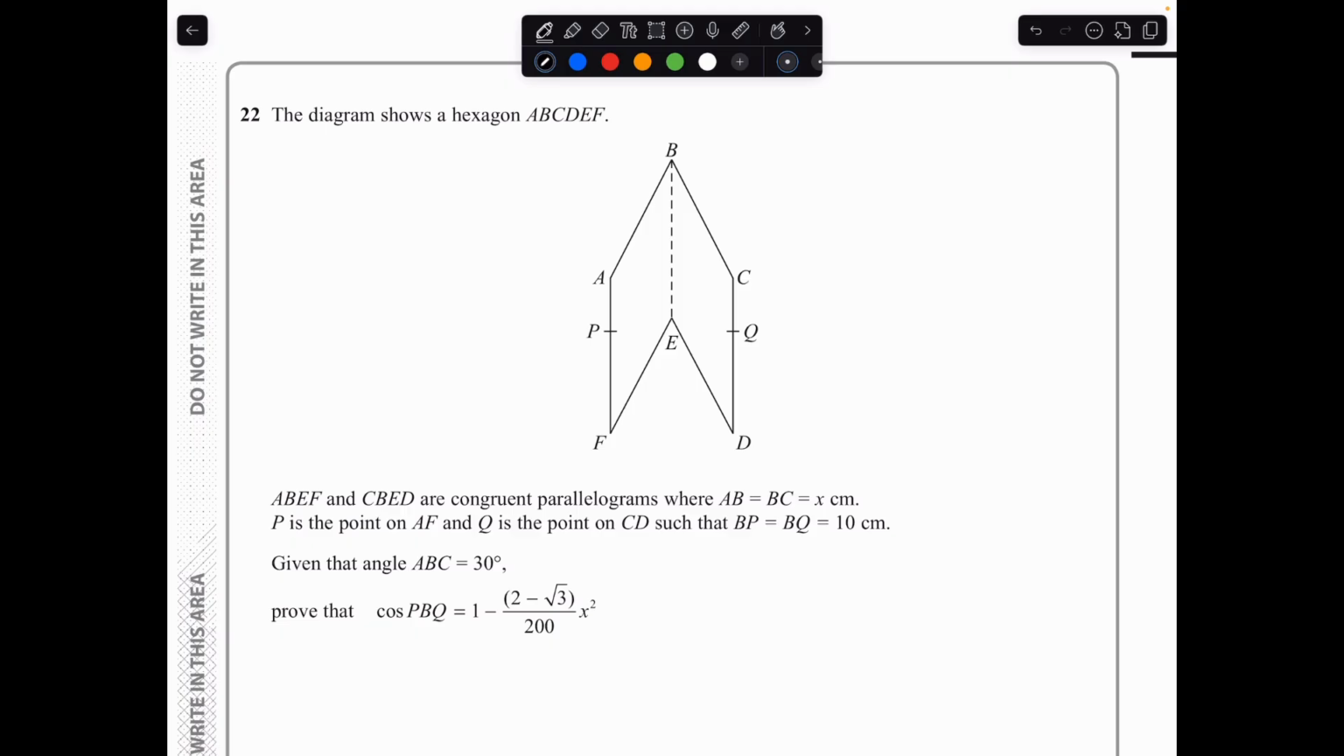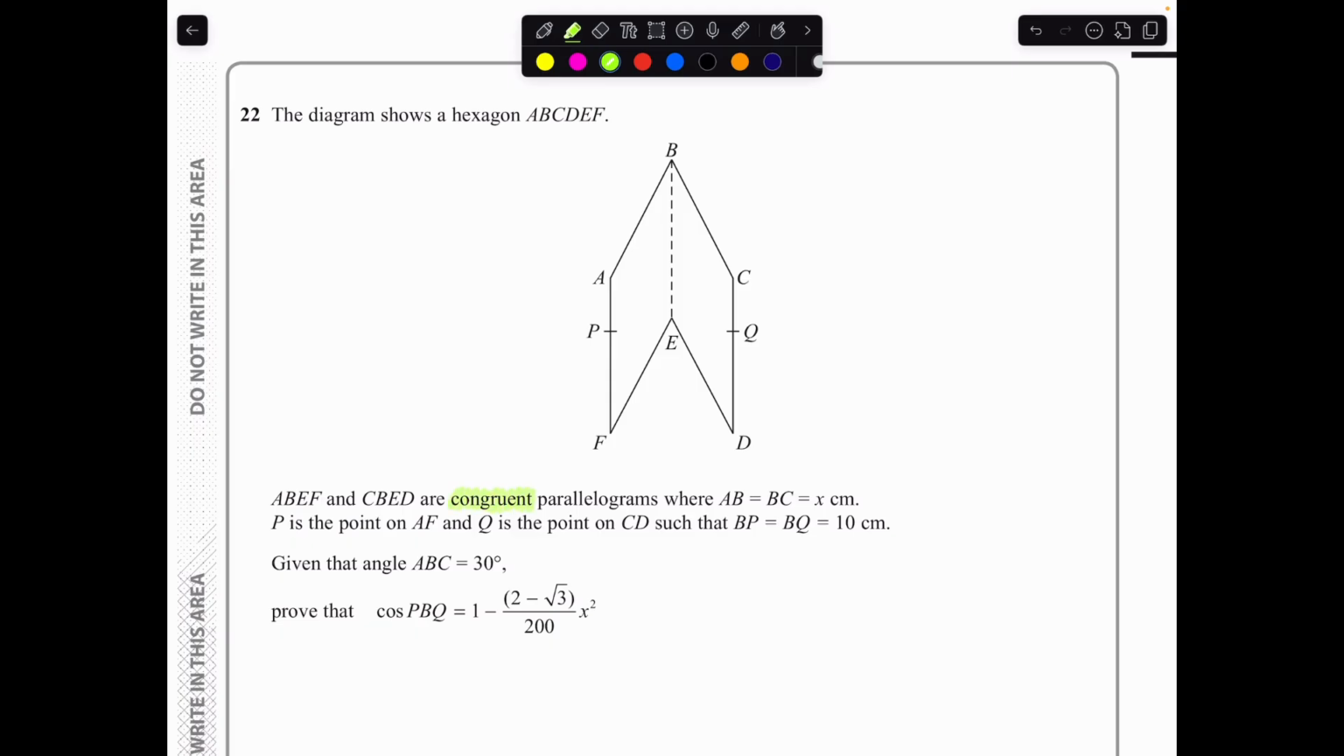Today we're going to go through question 22 from the June 2017 higher tier paper 1. So let's see what the question is asking us. We're given a diagram of a hexagon and we're told that the hexagon is made up of congruent parallelograms. Now congruent just means that they're exactly the same.